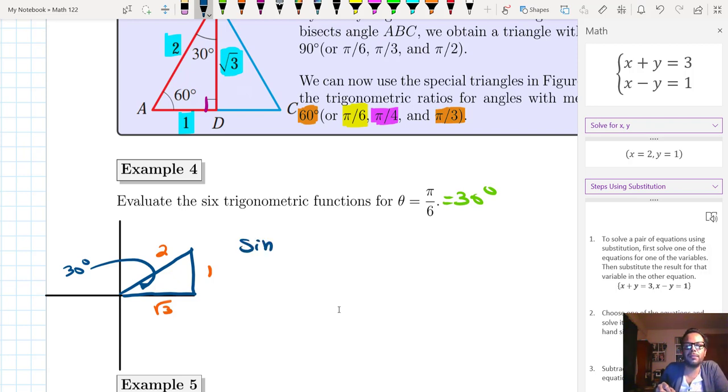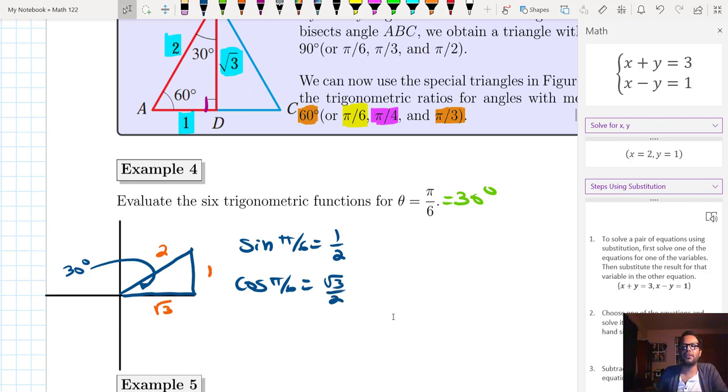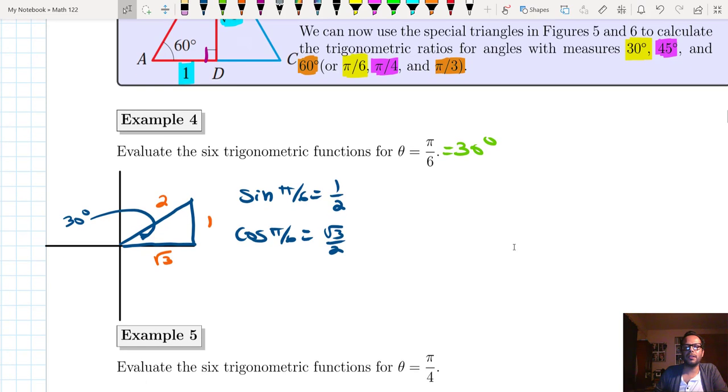So sine of pi over 6 will be opposite over hypotenuse, which is 1/2, right? Again, highlight the opposite, highlight the hypotenuse, right? Cosine pi over 6 equals square root of 3 over 2. Okay, there goes the first couple ones.